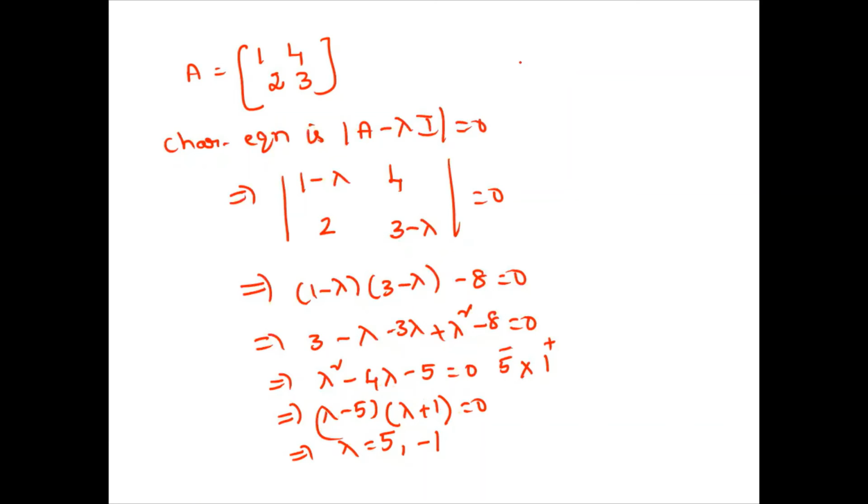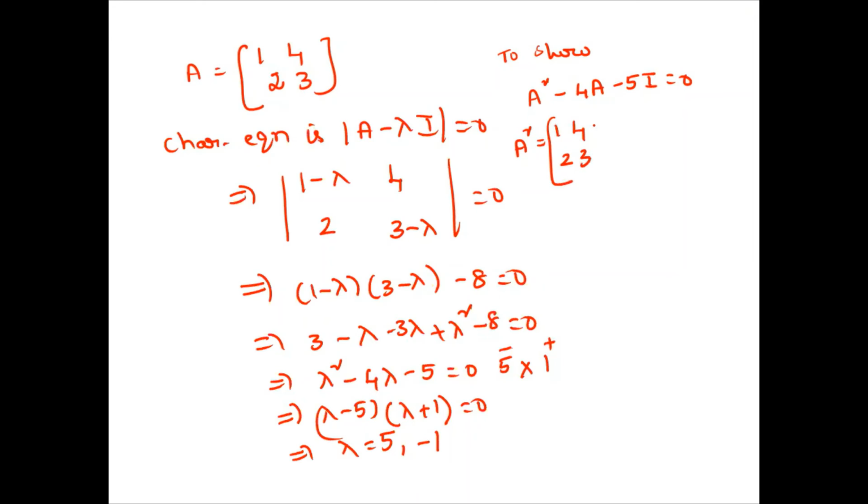After getting the characteristic roots, what we want to find out is also verified by the Cayley-Hamilton theorem. Means what we want to show for verification of the Cayley-Hamilton theorem is A square minus 4A minus 5I is equal to 0. We want to prove this one. So first of all, find out A square.